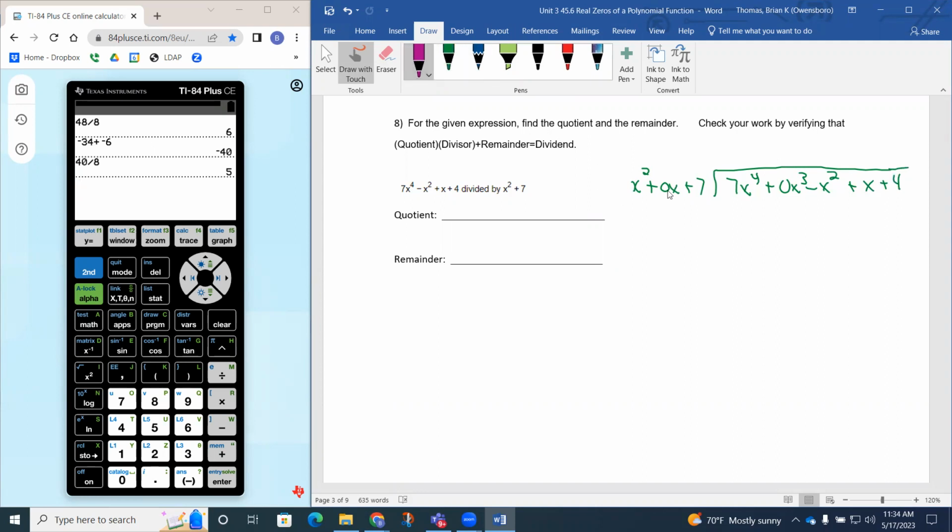To do long division, we just focus on the front end pieces. What times x squared gives me 7x to the fourth? Well, I need a 7 and 2 more x's, so 7x squared. 7x squared times x squared gives me this 7x to the fourth. 7x squared times 0x is just 0x cubed, because you're multiplying by 0. And 7x squared times 7 will be a positive 49x squared.